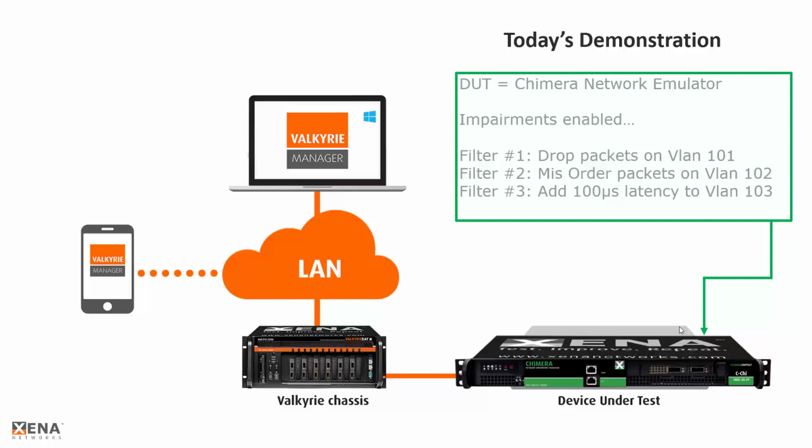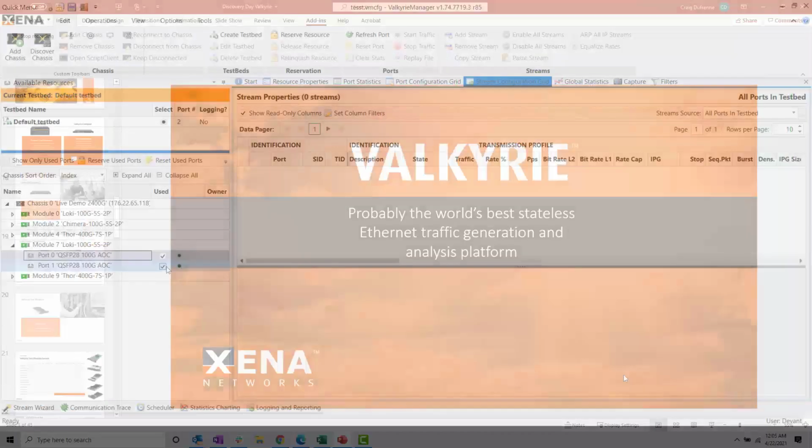For today's test, we'll be using the network impairment emulator as our DUT. The emulator is pre-configured to create randomized packet loss, misordered packets, and additional latency. For more details on Xena's network emulator, watch the corresponding video on the Chimera product line. Finally, if you want to try this yourself, you can easily do that by using the live demo lab system located at our website. And with that, I'll go ahead and turn it over to Devant.